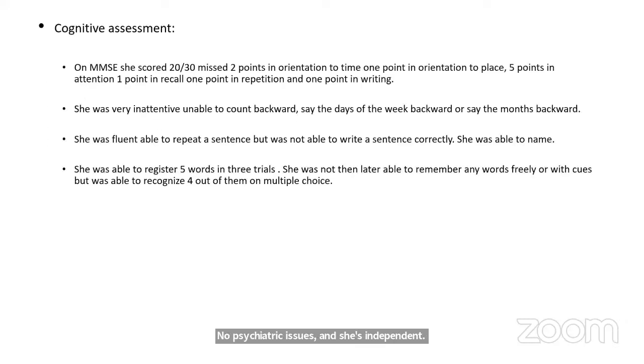Okay, I'll go to the cognitive assessment. So she scored 20 out of 30 on MMSE. She missed 2 points in orientation to time, 1 in orientation to place, 5 in attention, 1 in recall, 1 in repetition, and 1 in writing. She was very inattentive, unable to count backward. She was fluent, able to repeat sentences, but was not able to write a sentence correctly. She was able to register 5 words, and she was then later unable to remember any of them.